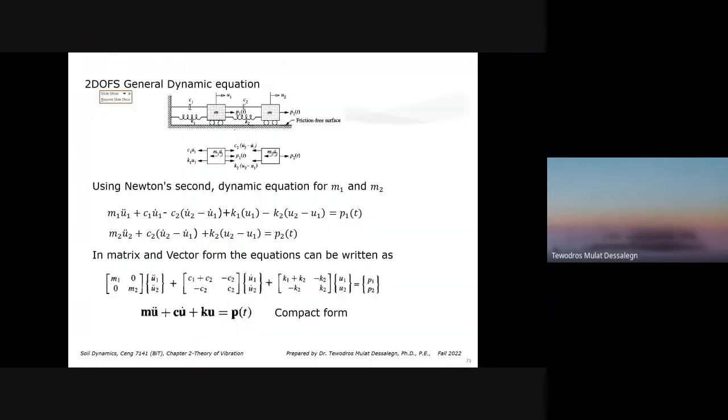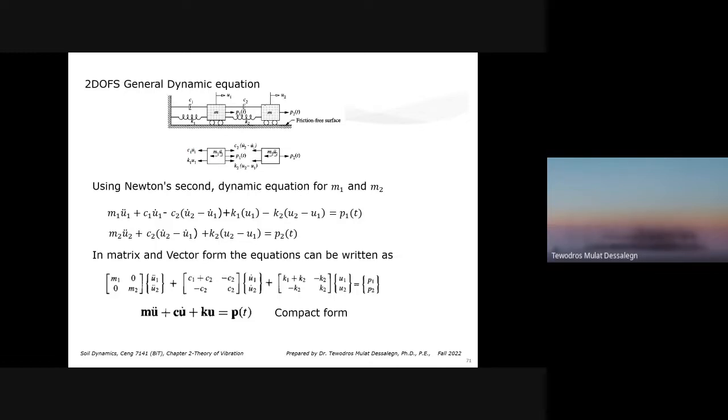Okay. So if you see the free body diagram of this, now the first mass, M1, U1, you have an inertial component. You have a force acting on it, P1(t). You have inertial resistance on it. And also you have a force of resistance from the damping, C1, and also the stiffness, K1. So stiffness force, damping force, inertial force resisting.